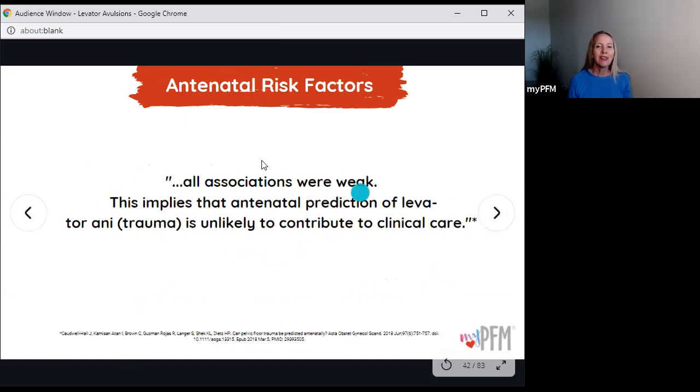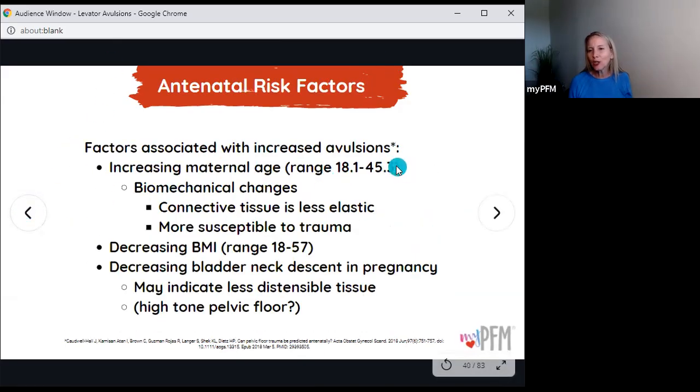All right, so the authors finished with this. All associations were weak. This implies that antenatal prediction of levator ani trauma is unlikely to contribute to clinical care, meaning that we can't take this information right now and shout it from the rooftops and say, hey, everyone that is closer to 45, everyone that has increasing maternal age, everyone that has decreasing BMI, and everyone that has decreasing bladder neck descent in pregnancy, you guys are all at an increased risk, and we need to look at something for you.